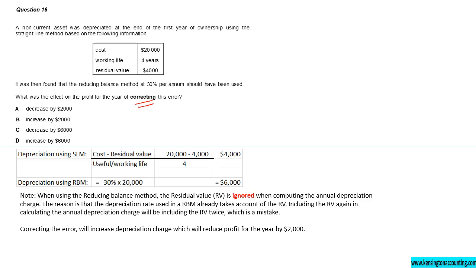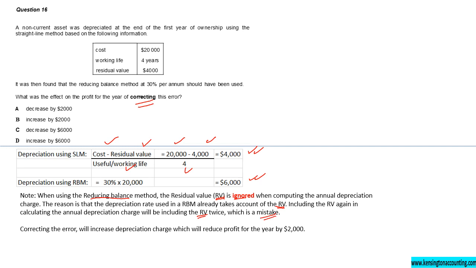Now we need to calculate the depreciation charge under each method. Initially, the depreciation on the straight line method is cost minus residual value divided by the useful life. That's 20,000 minus 4,000 divided by 4 years. That's 4,000. Using the reducing balance method is a percentage times the cost. So that's 6,000. It's very important to note, so it's a trick here, that when we use the reducing balance method, we must ignore the residual value. Why? Because the percentage of 30% used in the reducing balance method already takes account of the residual value. Therefore, if you include the 4,000 again under the reducing balance method, we will be double counting the residual value, and obviously that would be a mistake.